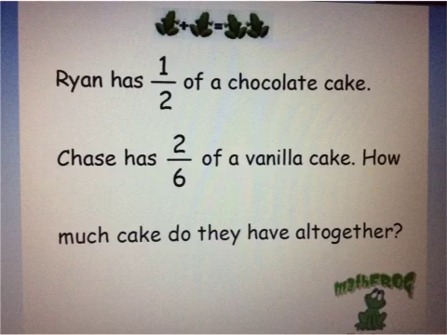Ryan has 1/2 of a chocolate cake. Chase has 2/6 of a vanilla cake. How much cake do they have altogether? Remember, you can use equations, pictures, or sentences to explain your thinking. Go ahead and pause this video and try to solve this problem.